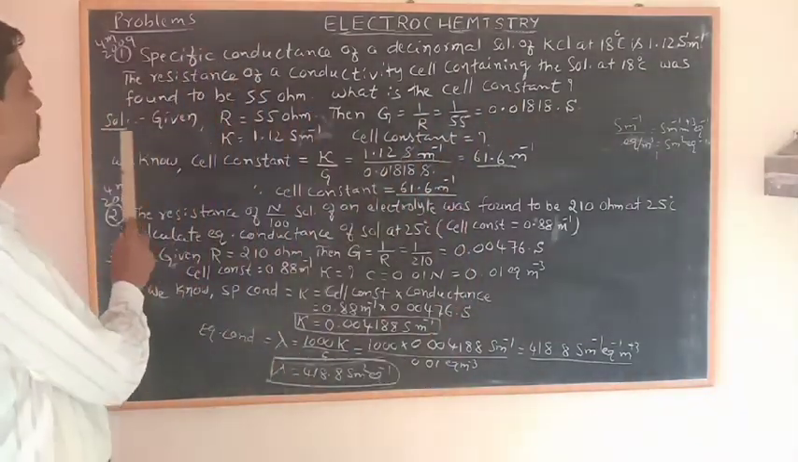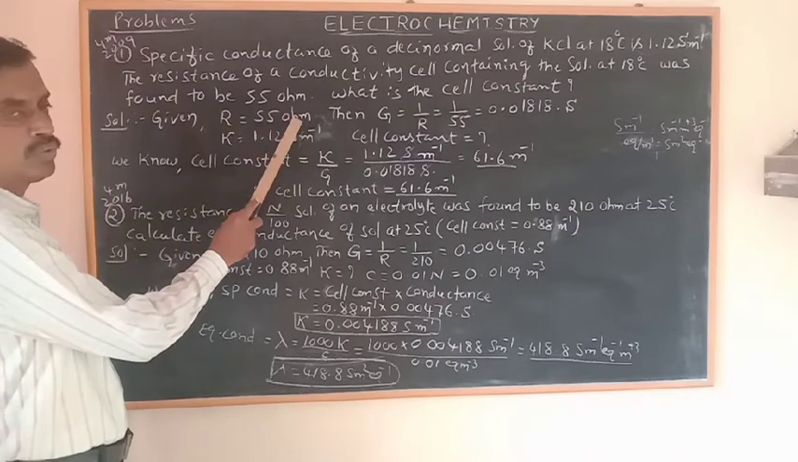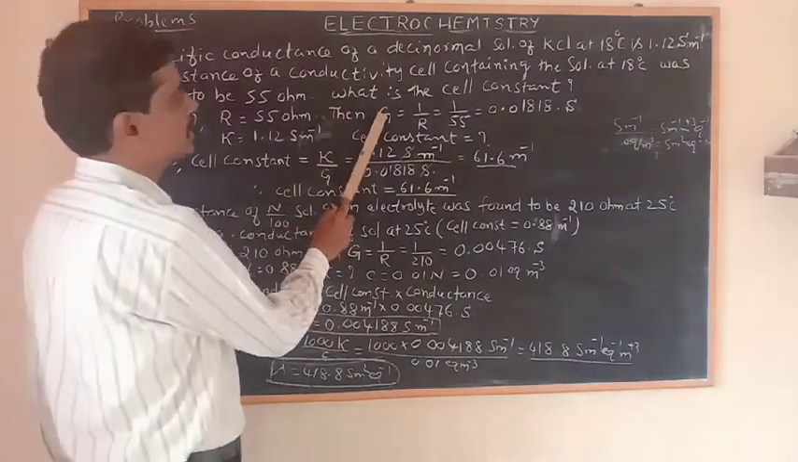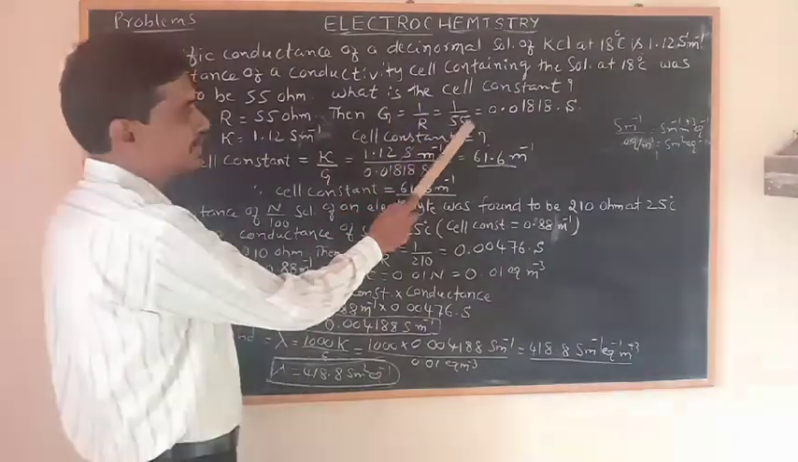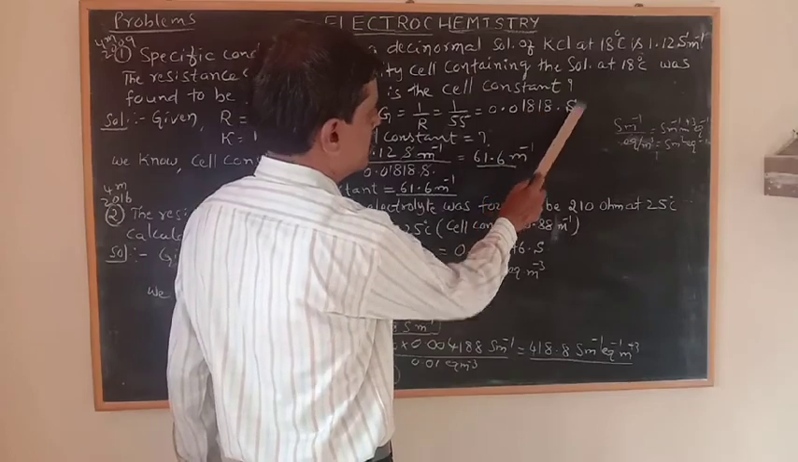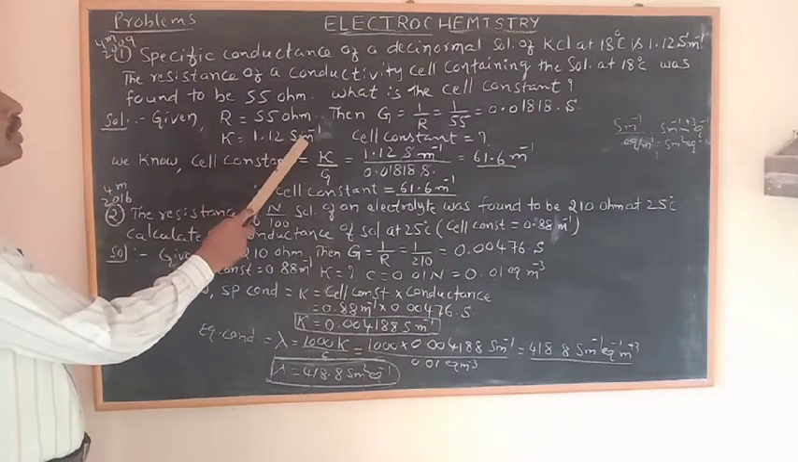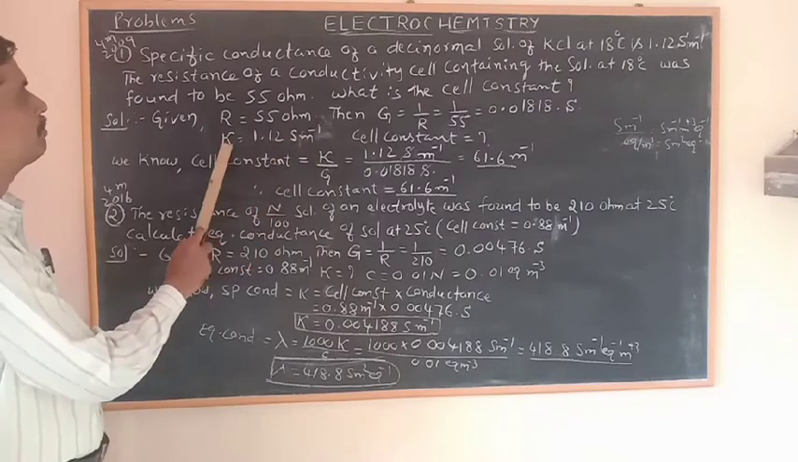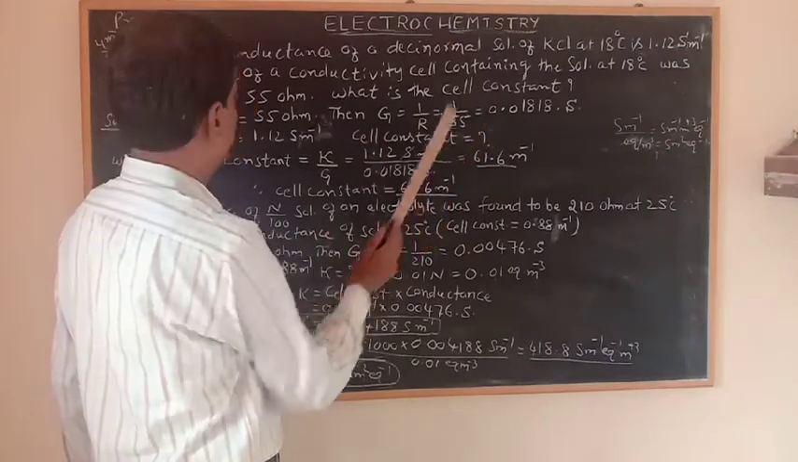Here, write the given quantities. Given R is equal to 55 ohm resistance. Then G, meaning conductance, is equal to 1 by R, which is 1 by 55. After simplification, you will get 0.01818 Siemens. Kappa is given as 1.12 Siemens per meter. Kappa means specific conductance, and the cell constant you have to calculate.